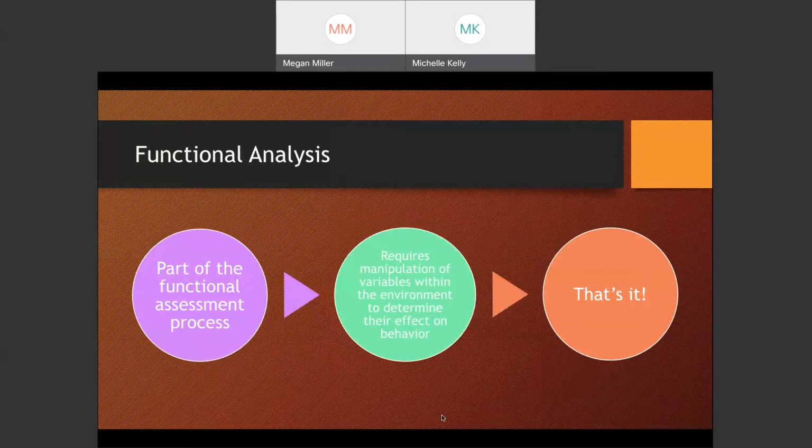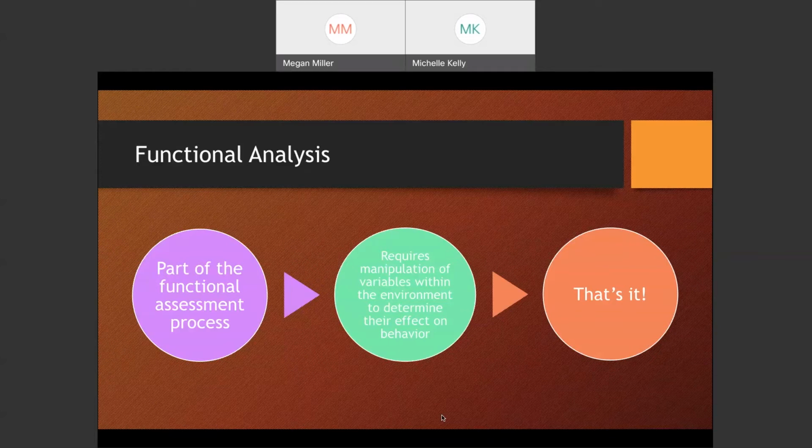But just to make sure we're all on the same page, when we're looking at functional analysis, it is part of the functional assessment process. It requires manipulation of variables within the environment to determine their effect on behavior. That's it. That's the simple definition of functional analysis. It's not Iwata's conditions that you learn about in class and memorize for the exam. It doesn't have to include all of those things. It's simply just manipulating variables within the environment to determine their effect on behavior. If you're doing that and you're collecting data in a controlled way, you're engaging in functional analysis.